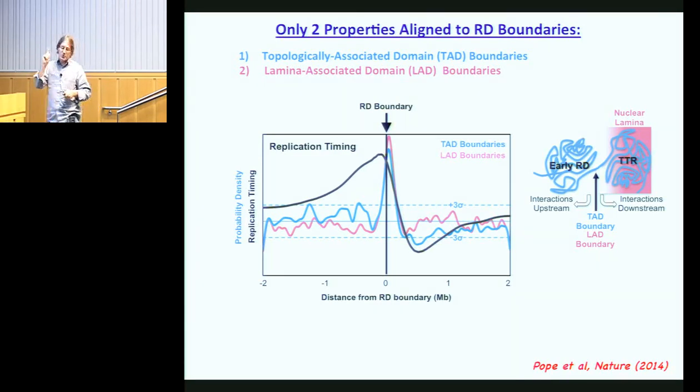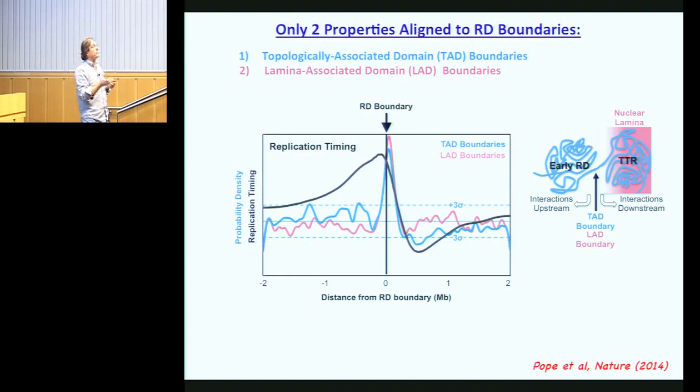the reason this was missed in the literature was because if you look just in one cell type, you won't see much of an alignment. And so it was kind of brushed aside that replication's not really the TAD structure. You get maybe 30% of TAD boundaries aligning with replication timing boundaries.